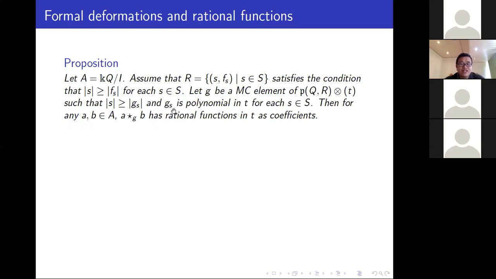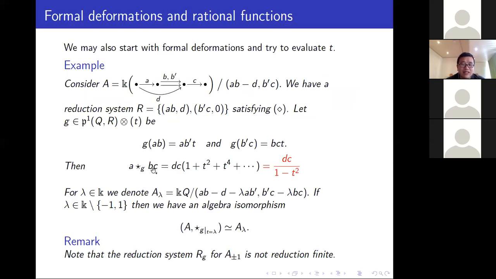Because if GS is a formal power series, then, as we said, in general we should also get a very strange formal power series for the star product. So I think this condition is natural. And then under these conditions, we can prove the star product has rational functions in T as coefficients, like here. So this is the example. Here we only compute A star BC, but we can also compute AB prime star C, and in this case it's 0. So somehow we only get this one rational function here.